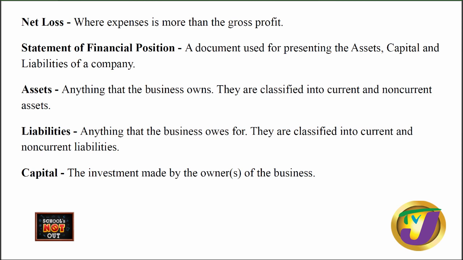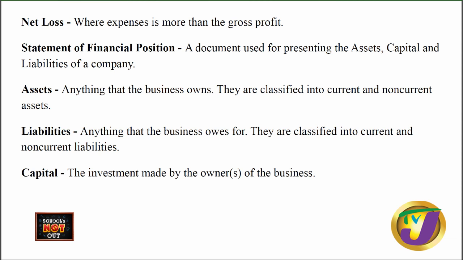The statement of financial position is a document which is used for presenting the assets, capital, and liabilities of a company. Assets, it's anything that a company owns. And assets are classified into two groups. You have what is called current assets and you have non-current assets. When we get into the presentation of the statement of financial position, you will see the items that are classified under the various assets.